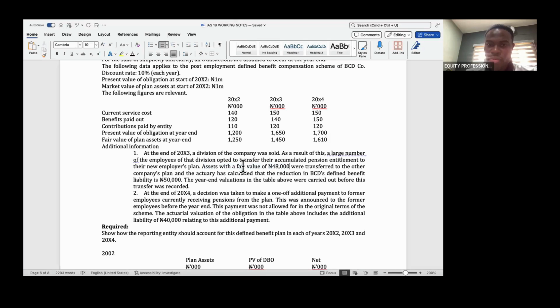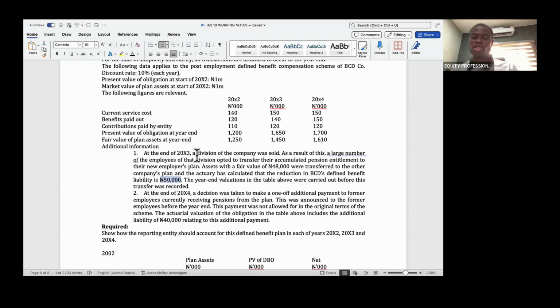Okay. So assets with a fair value of 48,000 will be transferred to that plan. And the actuary calculated that our obligation will reduce by 50,000. So how do we treat this? The way we treat it is quite straightforward, because from what I'm seeing here, I can see a curtailment. There's a curtailment.